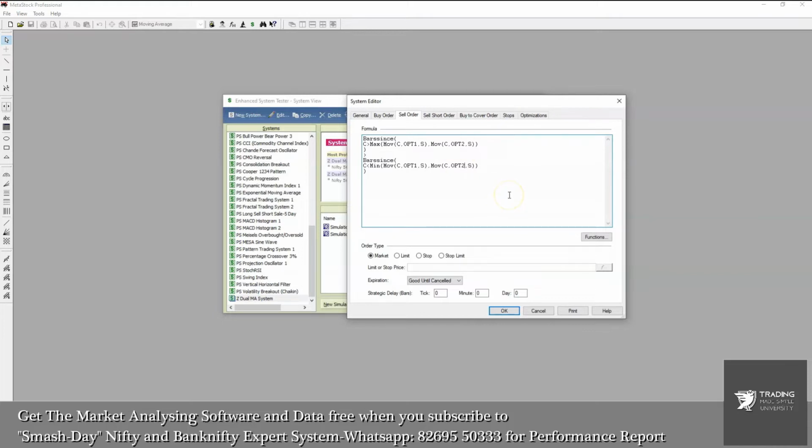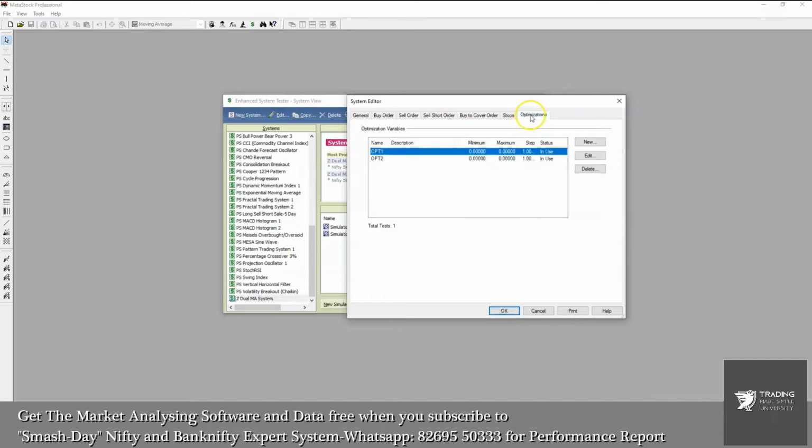Here we go. So we have not given any particular number. We are actually telling Metastock, you give me the number, and I have given you the trading strategy. To do that, we are going to the optimization bar here, and whenever I wrote OPT1 and OPT2, these numbers are entered here. We just have to give the values. So we have selected OPT1 and we are editing it.